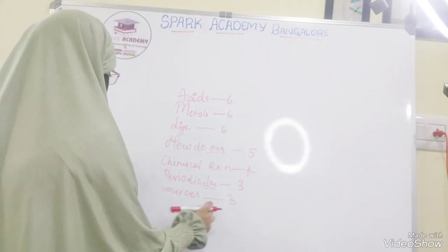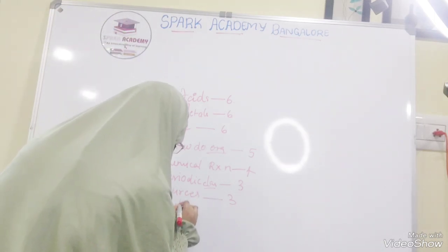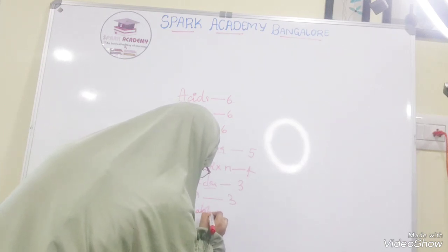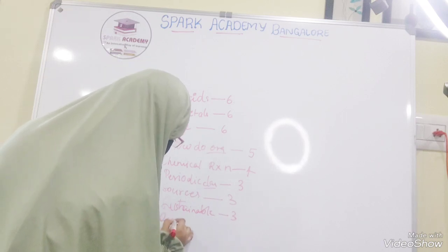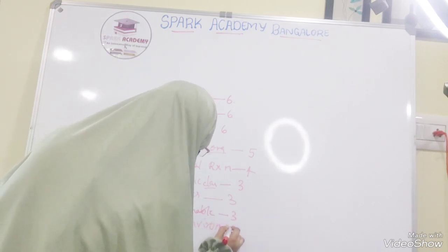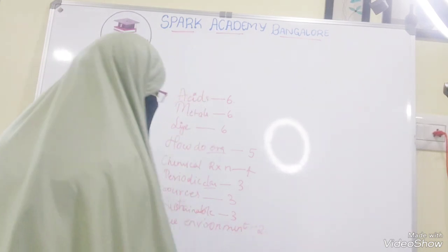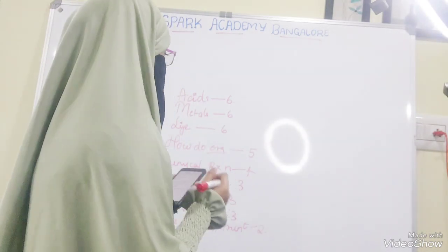Sources of energy holds 3 marks, sustainable management holds 3 marks, and our environment. This is a very easy chapter. On their own point of view they can write down how you can preserve the environment. That kind of questions will be coming from this chapter.